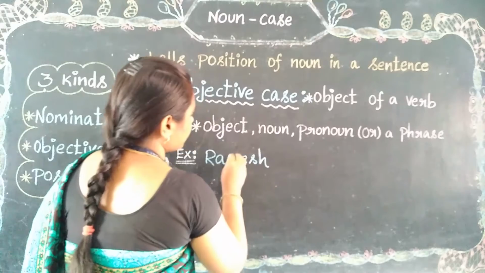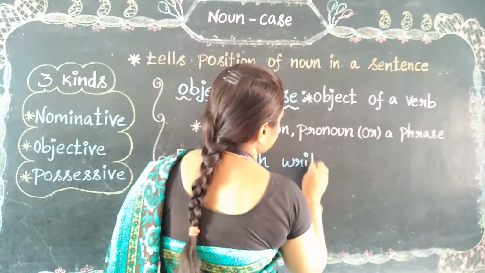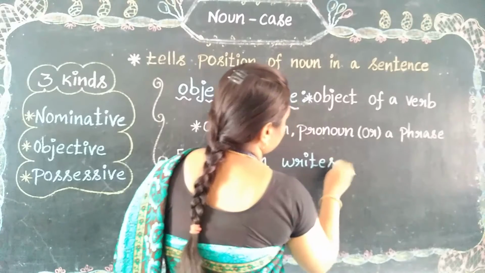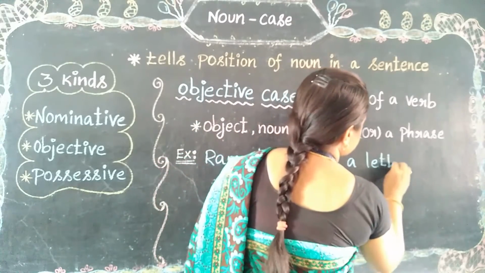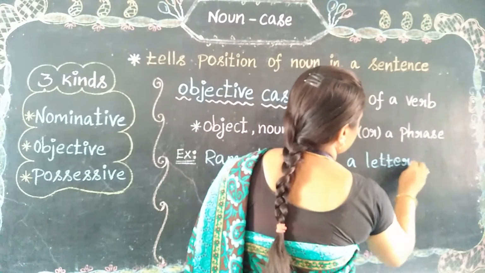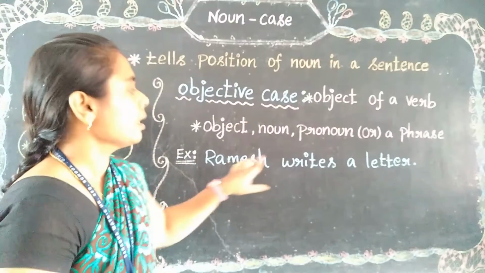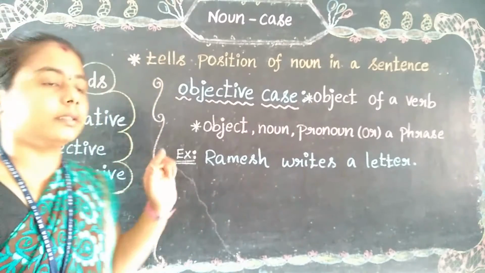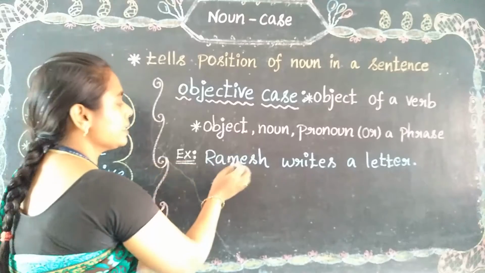Ramesh writes a letter. Yes. So Ramesh writes a letter, right? Ramesh writes a letter. See, this is a simple sentence. So look at the sentence.